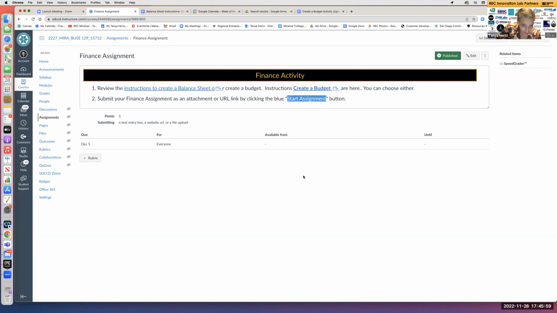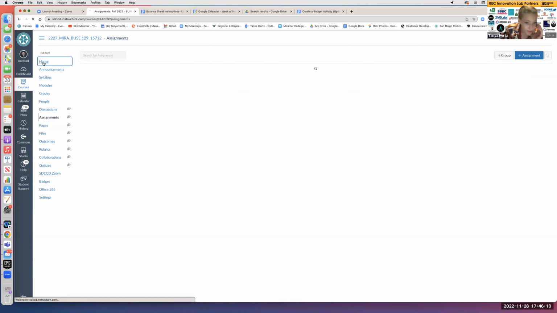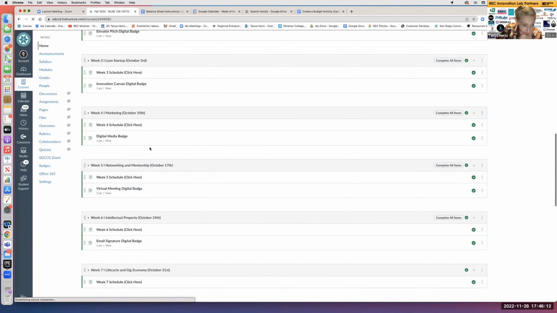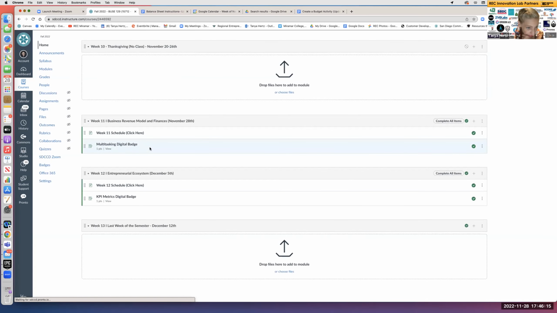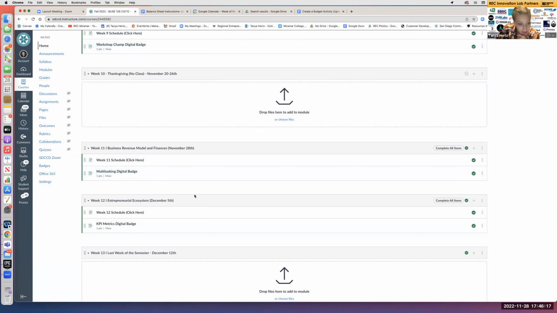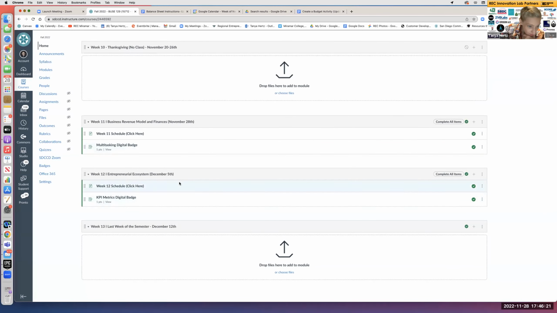This is our finance activity. You can either do a balance sheet or you can do a budget. Totally up to you. All right, so the next assignment that's due in this class, actually, let me go back to home. We are in week number what? We're the week of November 28th, so that's week 11. There's actually 2 weeks after this, there's week 12, and then the last week of the semester, there's nothing going on, so that's no classes that week, so it is the penultimate week.